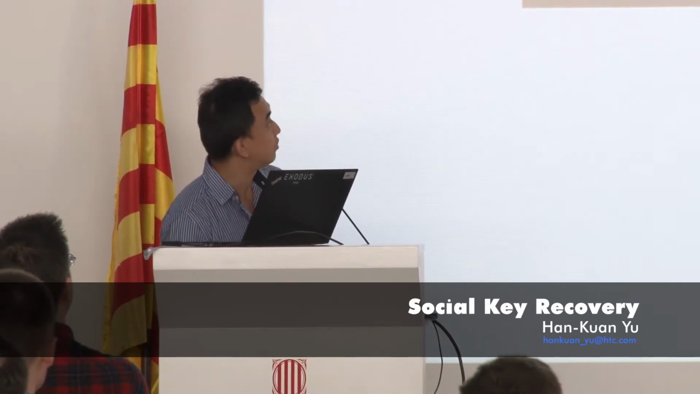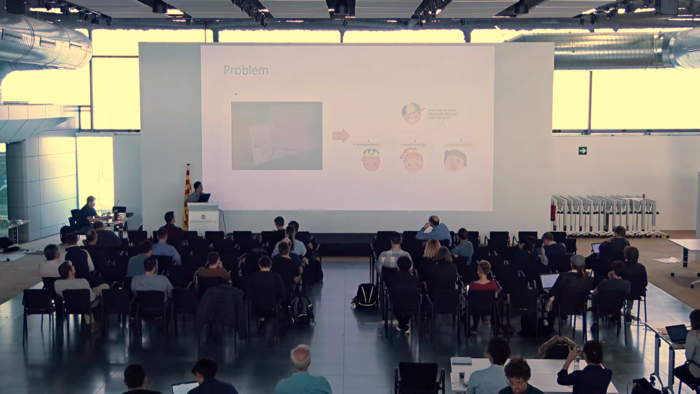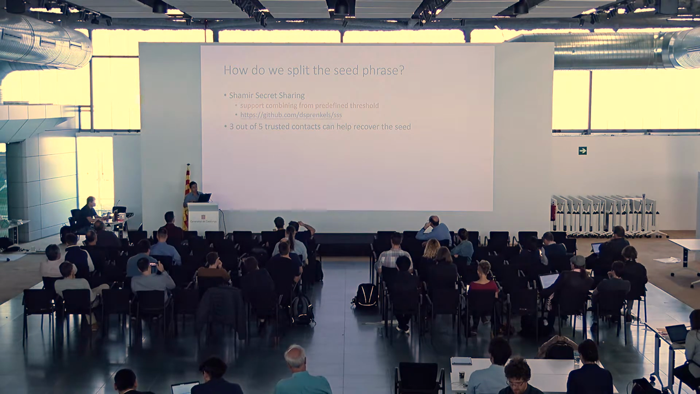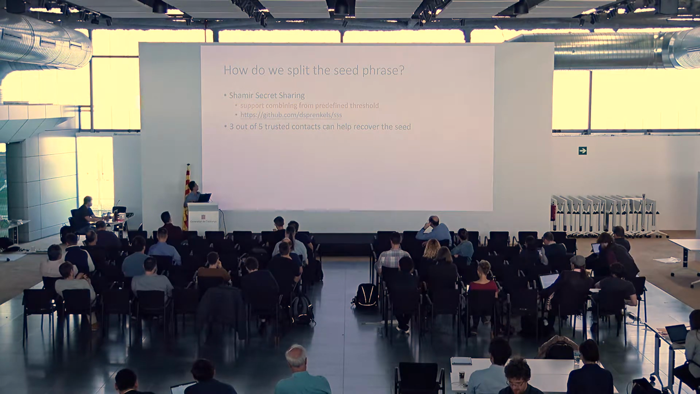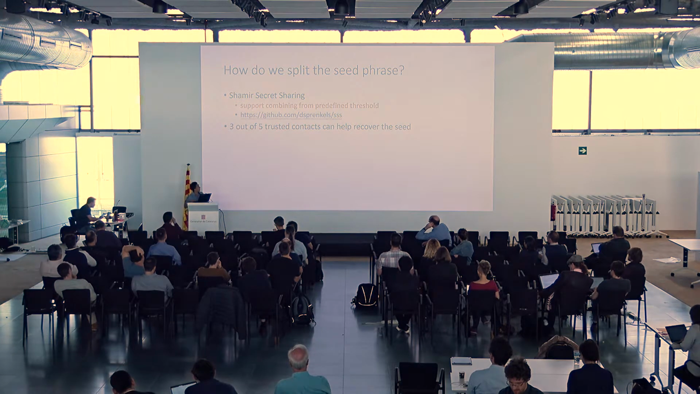Okay, so I'm going to talk about the social key recovery, and I think we have mentioned it a lot yesterday, and we just provide an alternative to the traditional way. We split the seed phrase into multiple shares to your trusted contacts. We use Shamir secret sharing. It is a method to split a secret into shares, and it is able to recombine later. So in our design, 3 out of 5 trusted contacts can help you to recover the seed.